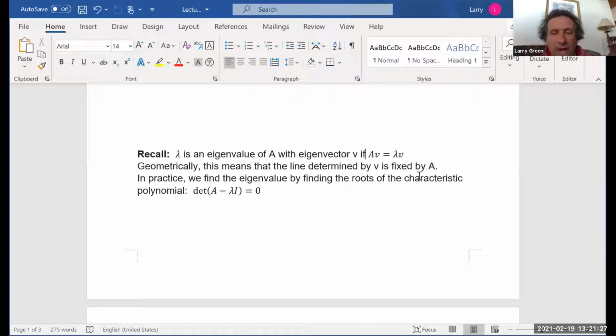So whenever you have a matrix thought of as a linear transformation of the plane, for example, then if it has an eigenvalue, the line that the corresponding eigenvector sits on doesn't get changed by the linear transformation A. Okay, so that's the geometry of this.